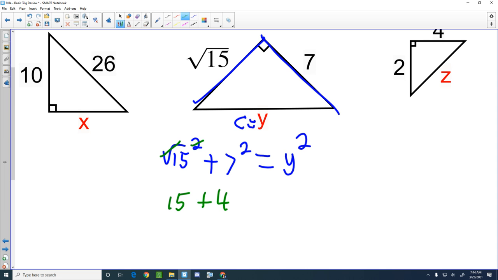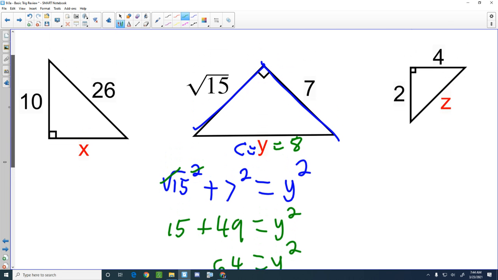7 squared is 49 equals y squared. Add those up, 64 equals y squared. So what does y have to equal, everybody? 8. What about negative 8? Why not? Lengths cannot be negative. All right, so y equals 8. The hypotenuse, a squared plus b squared equals c squared.